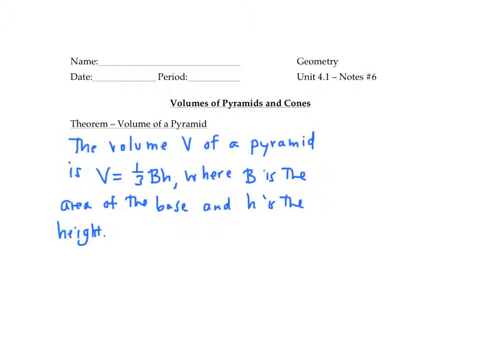The volume V of a pyramid is V equals 1/3 times capital B times H, where capital B is the area of the base and H is the height of the pyramid.